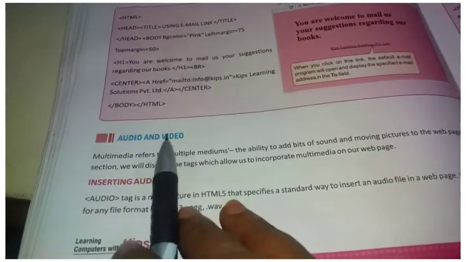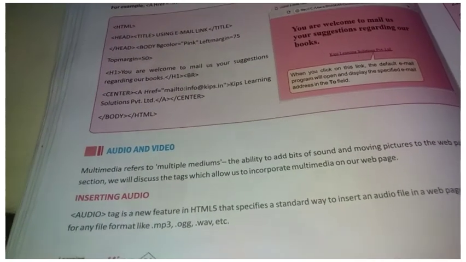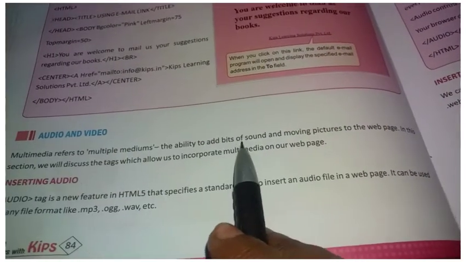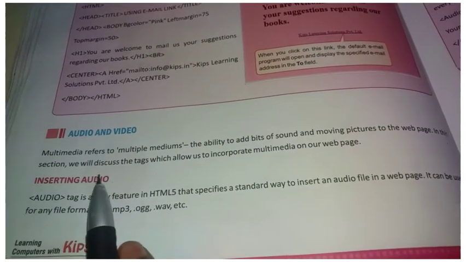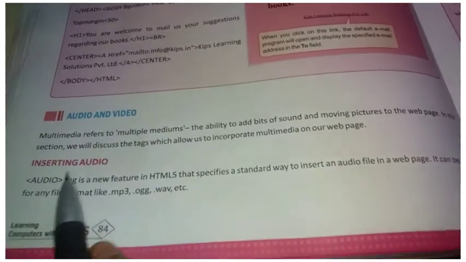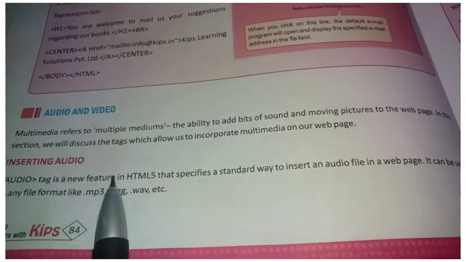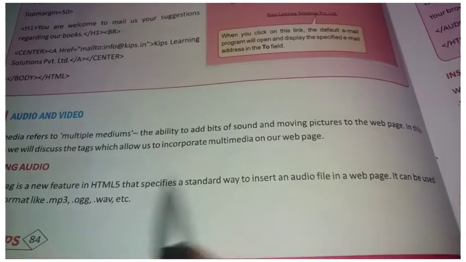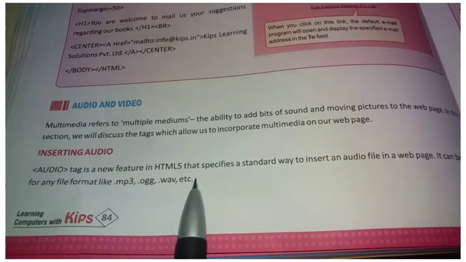Next, inserting audio and video. Multimedia refers to multiple mediums, meaning audio, video, text, graphics, images, and so on. It is the ability to add bits of sound and moving pictures to the web page. In this section, we will see how to insert audio and video. To add audio in the HTML5 version, there is a new tag, a new feature. We can insert an audio file into a web page. It can be any format like MP3, OGG, WAV, etc.